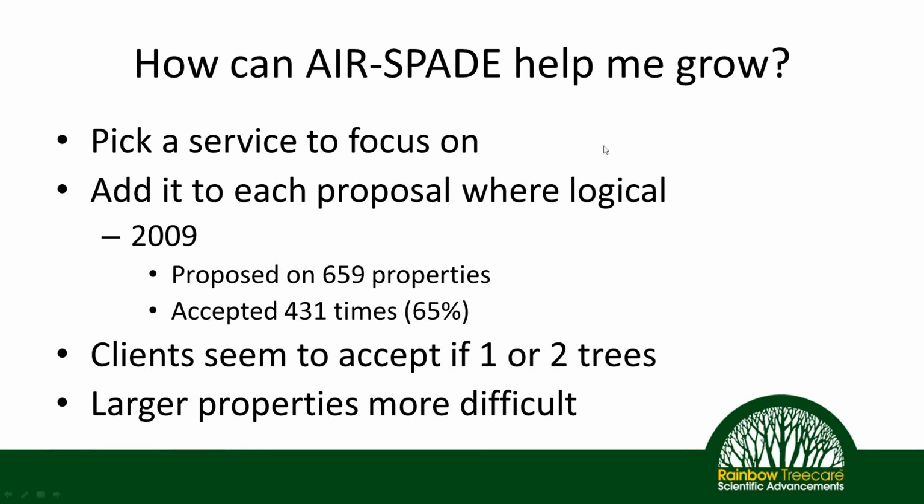So how Rainbow has used the Airspade, once again as a service company, was every year picking a service to focus on, creating a market for it, using marketing and training your arborist representatives to go out there and really focus in on this on every property. As an example, in 2009, this was proposed on 659 properties, and of that, 431 times, so 65%, some kind of Airspade work, whether it be a full root enhancement or root collar excavation, was accepted.